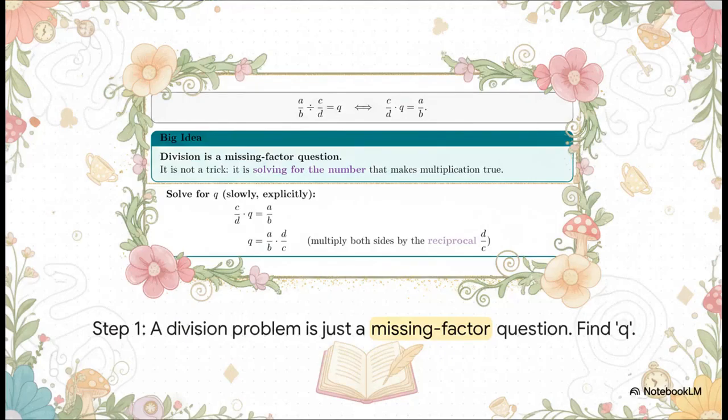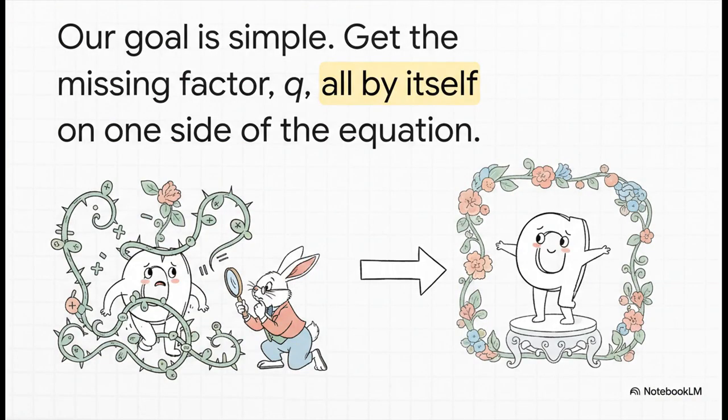Okay, step 1. Here's our generic fraction division problem. Don't let the letters scare you. Using our definition, we can just rewrite it. Instead of saying a over b divided by c over d, we're going to ask c over d times what? What number q equals a over b? That's it. Our entire mission from here on out is to find q. Which brings us right to step 2. What's our goal? Well, it's super simple.